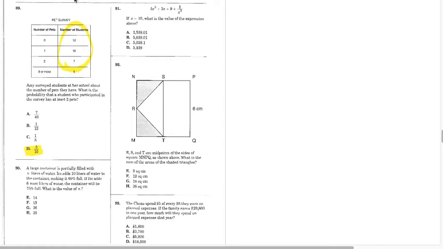A large container is partially filled with n liters of water. If Lito adds 10 liters, and then he adds 6 more liters, it's going to be 75%. So we need to do a system of equations here. So we start with n plus 10 divided by x will give us 60%, which is 60 over 100. Now let's go ahead and solve for x, right? So this is going to be 3 over 5.